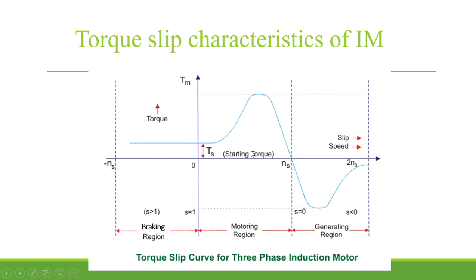In the motoring region, supply is given to the stator side and the motor will rotate at some speed below the synchronous speed. It will never reach the synchronous speed. We have already discussed this in the previous video. The induction motor torque will vary from 0 to full load torque as the slip varies. You can see how this curve is varying. This is the maximum torque, or the pull out torque, or the breakdown torque.